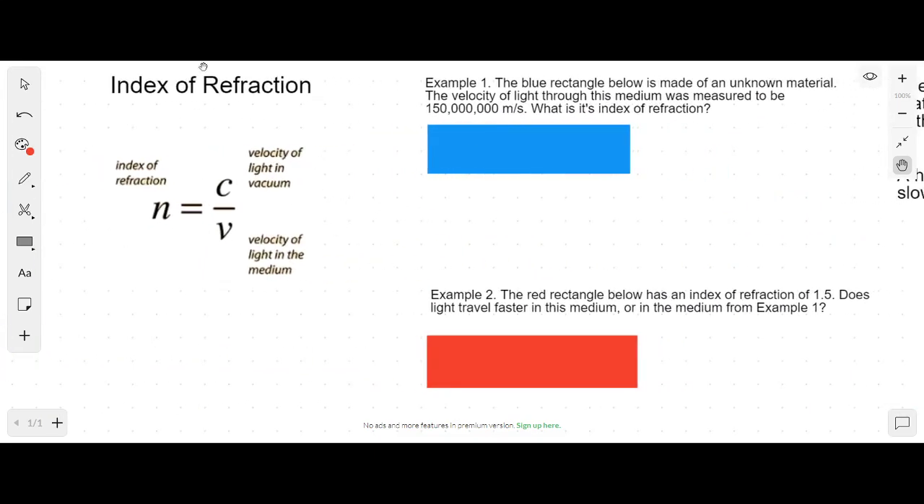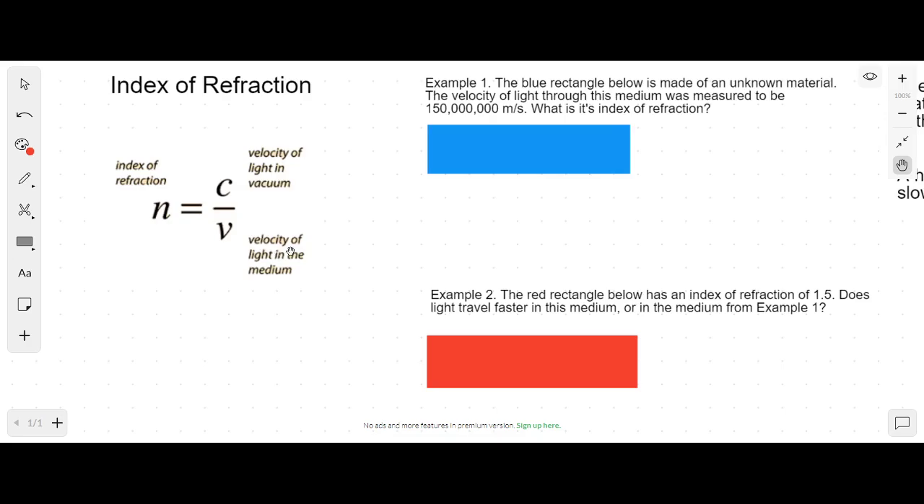First I'll start by talking about the equation. The index of refraction is a number that we're going to denote with the letter n. And what it does is compare two values. The first value is c, the velocity of light in a vacuum, 300 million, and v, the velocity of light in whatever medium you're studying.